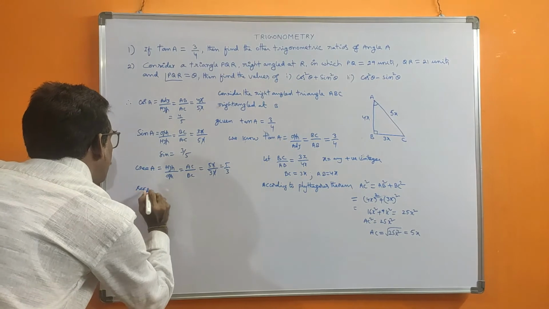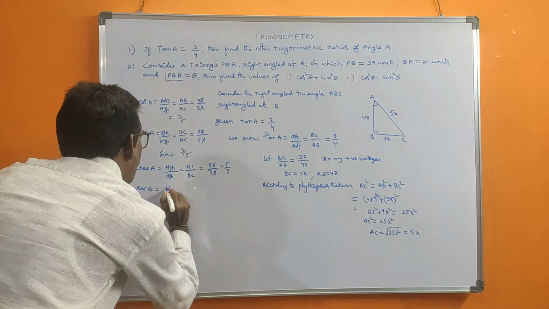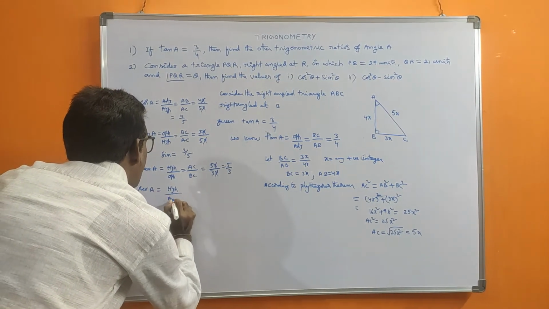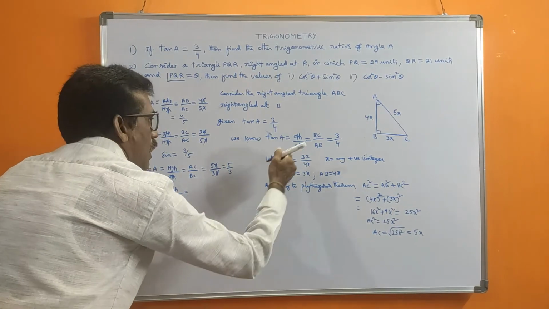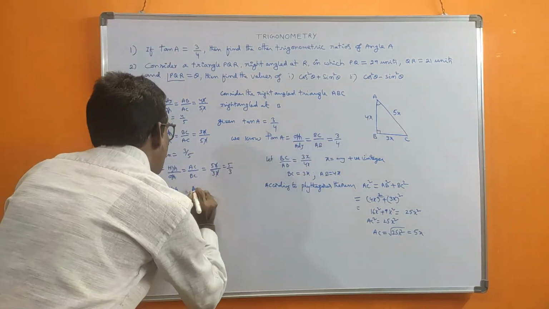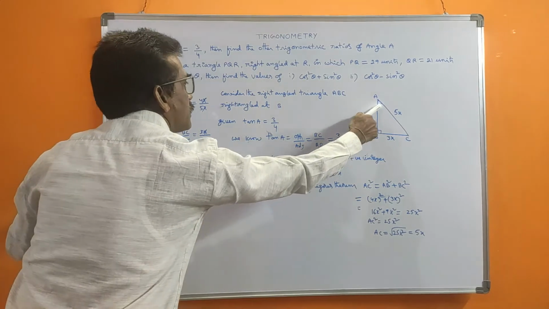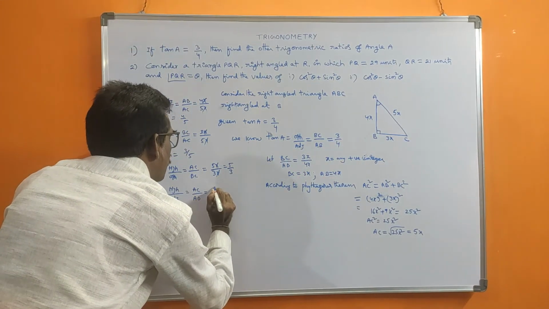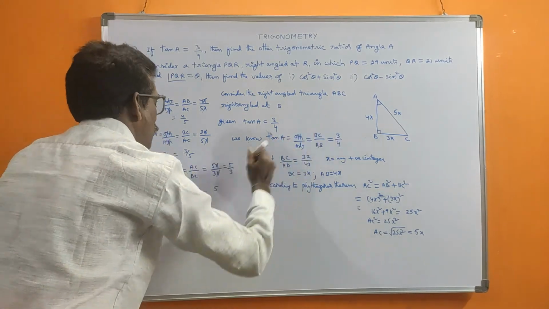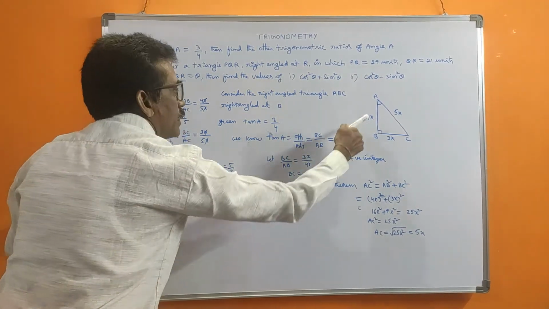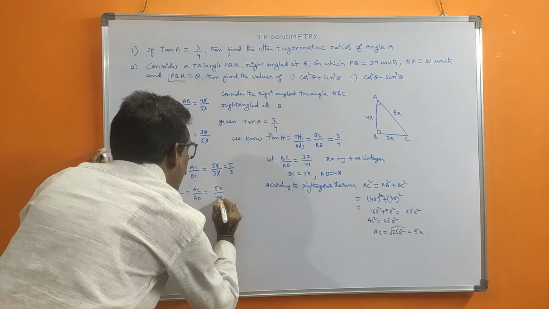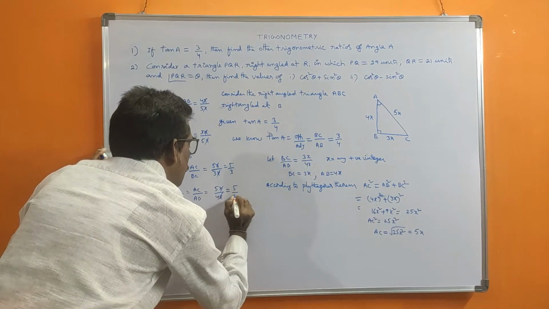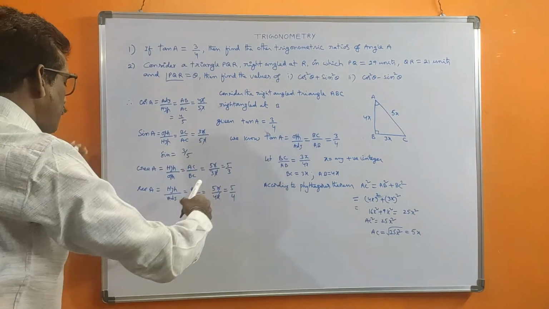Next is secant. Secant A is equal to, what is the formula? Hypotenuse by adjacent side. The hypotenuse in the triangle is AC, and for this angle the adjacent side is AB. If you substitute the values, AC value is 5x by AB value is 4x. X cancels, that is 5 by 4.